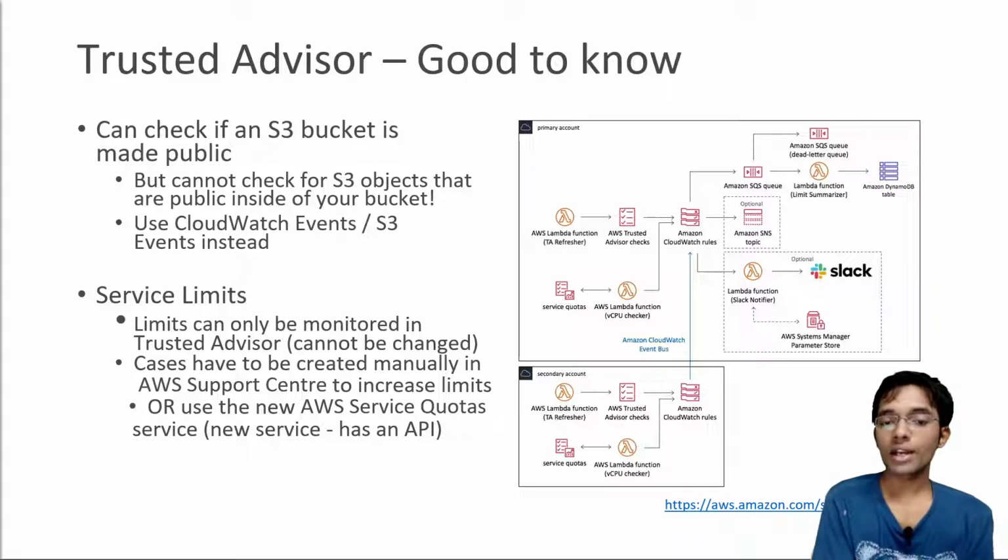Optionally, we could set up an SNS topic to notify us by email, but in this example, we have a Lambda function that is invoked by CloudWatch event rules, and from this it's going to send data into Slack using a Slack notifier. If it needs access to the Slack URL and the Slack password to do so, it can get this information out of the Systems Manager Parameter Store.